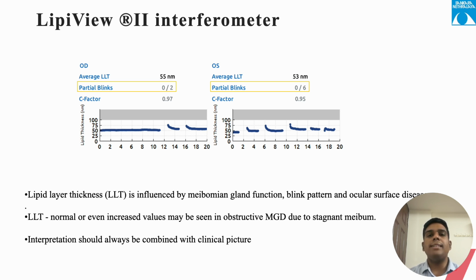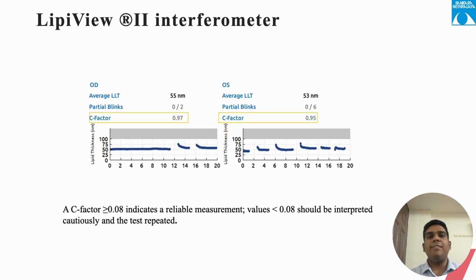Why is an incomplete blink important? Because during an incomplete blink, eyelids fail to close completely, the meibum expression is reduced, and the lipid distribution becomes uneven. The C factor, also known as the confidence factor, is another important component of this report. C factor indicates the reliability of the LipiView by assessing how closely the measured interferometric colors match the predicted color scale.